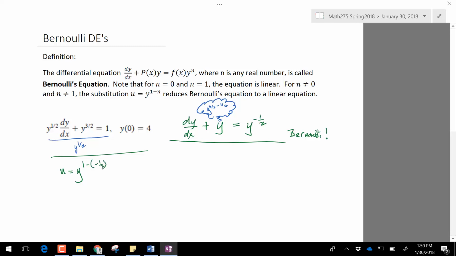So really, our substitution is u is equal to y to the 3/2. But I'm not making a u substitution. I mean, I'm making a u substitution, but I need to figure out what y is equal to, so that I can change this problem in terms of u. So what's y equal to? U to the, that's y.